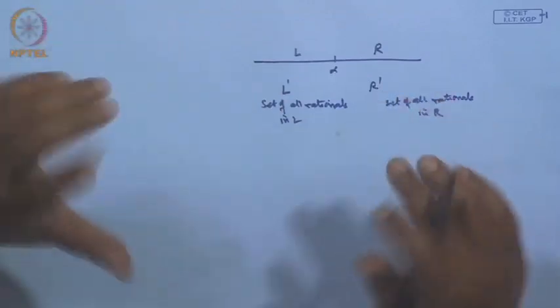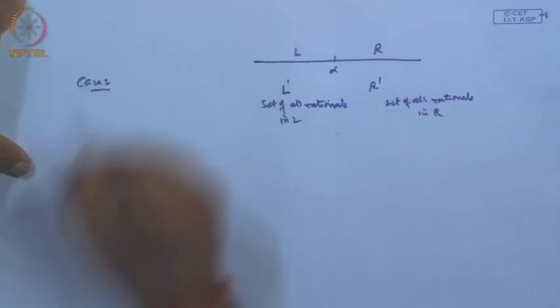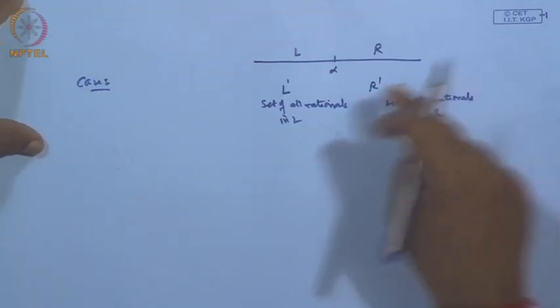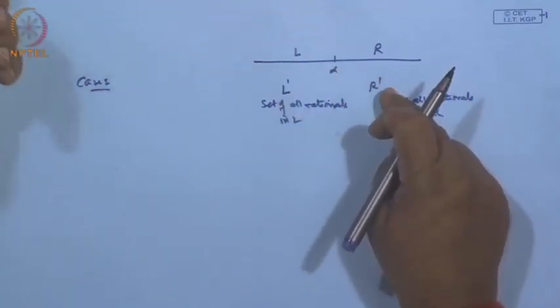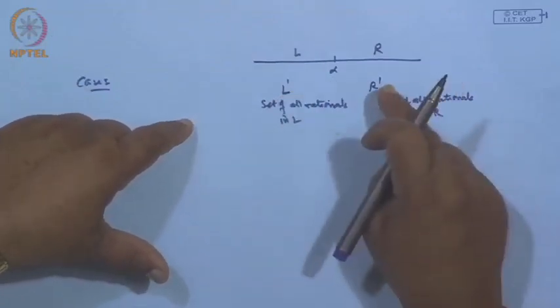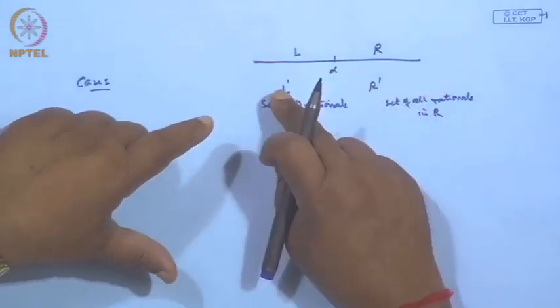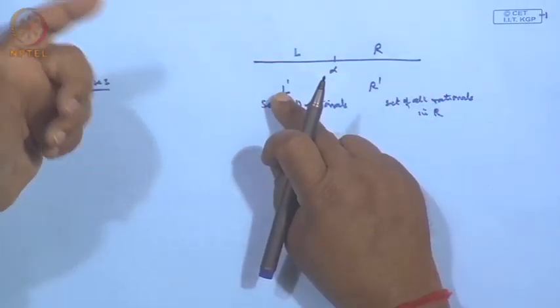Now, there are three possibilities. Because L dash and R dash are collections of rational points, in the first case L dash may have a greatest number and R dash may not have any least number. In the second case, L dash does not have a greatest number and R dash has a least number. And the third case is when neither of them has one.